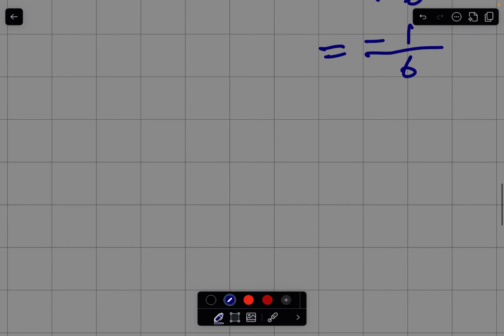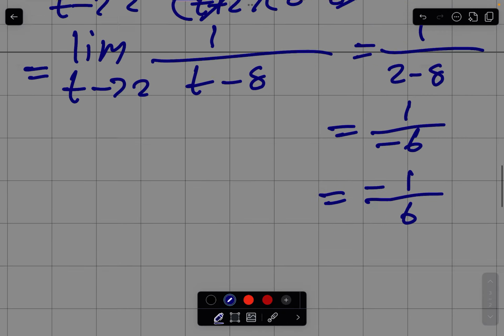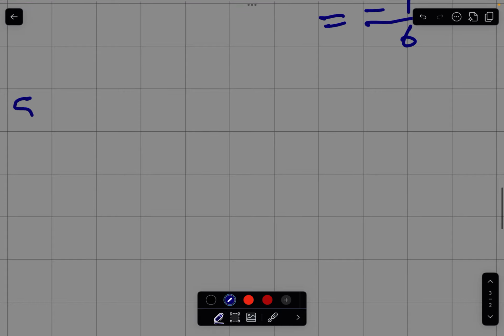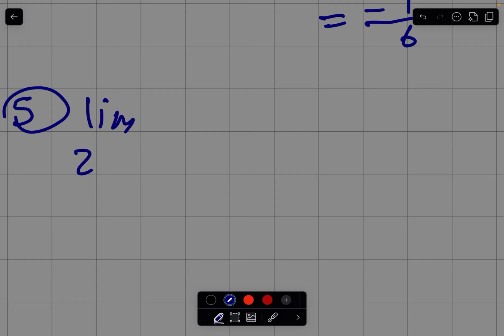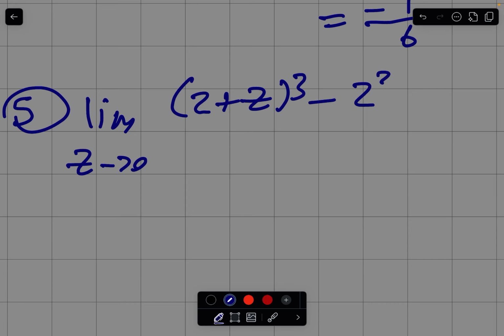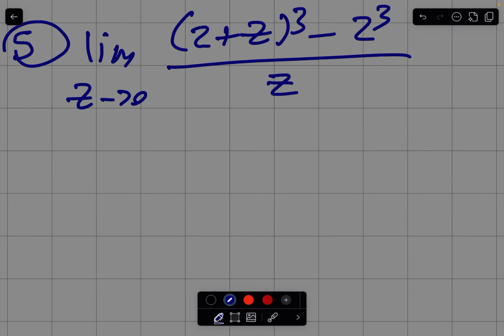Then another challenging question, number 5. It says the limit as z approaches 0 of (2 plus z) all cubed minus 2 cubed, all divided by z. The first step is to substitute. When you substitute here, you are going to get undefined, meaning you have to do something. You can multiply the brackets, find factors, remove a common factor, or rationalize. Let's start by multiplying the brackets.